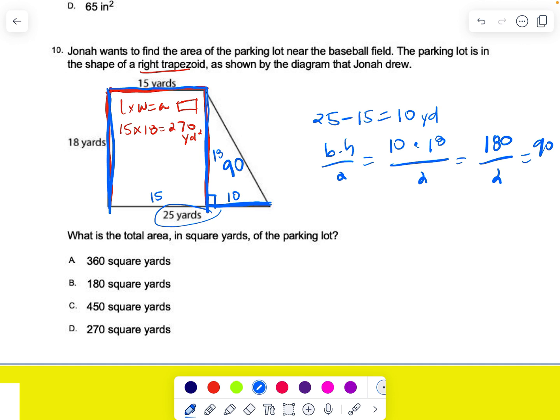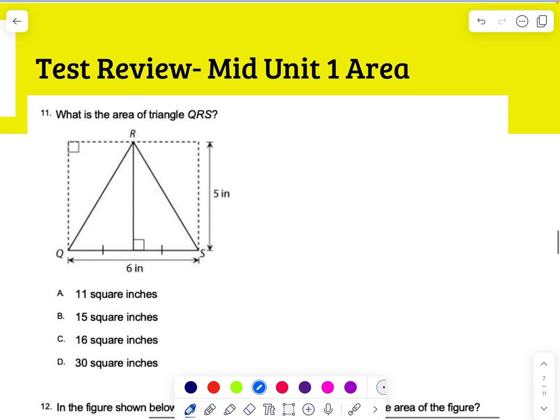And I'm going to add 270 plus 90 because we had 270 originally and now 90, and that's going to give me 360, okay? And that's yards squared. So that's 360 yards squared. Moving on to the next one.